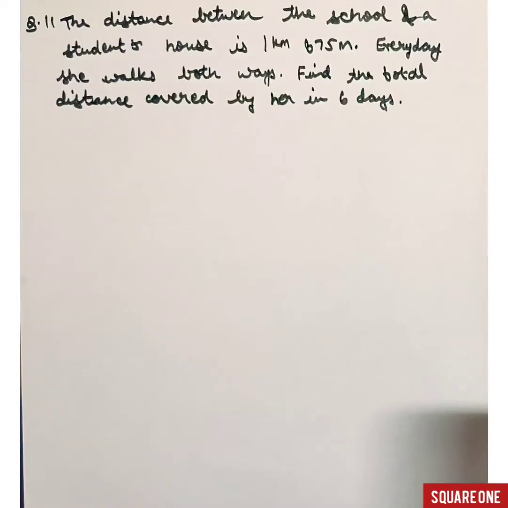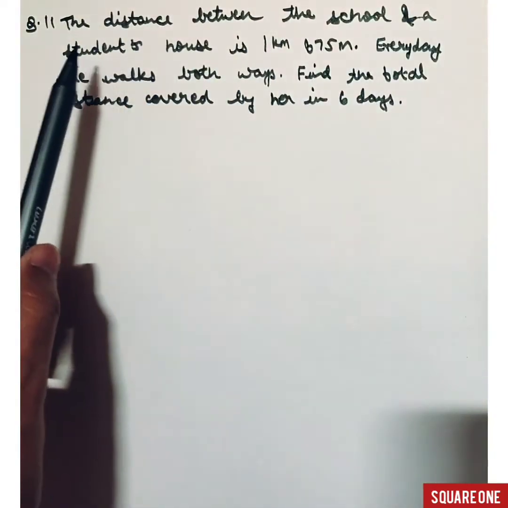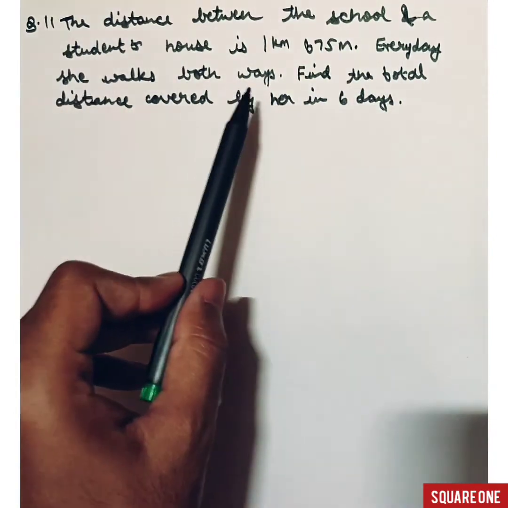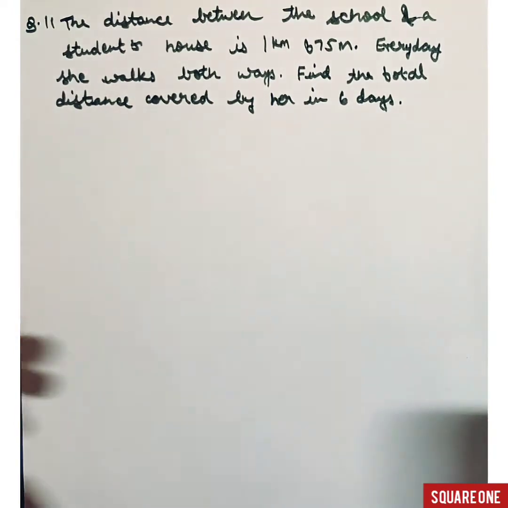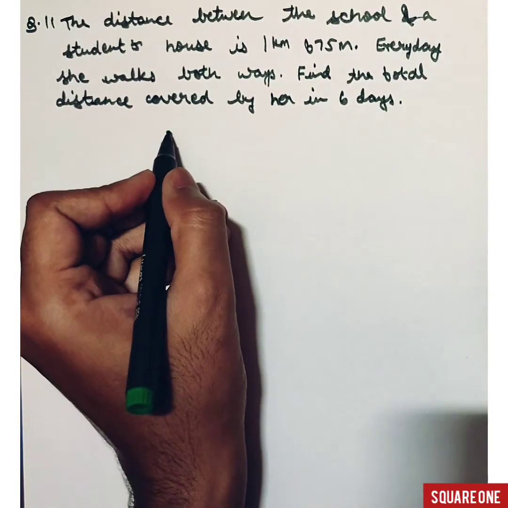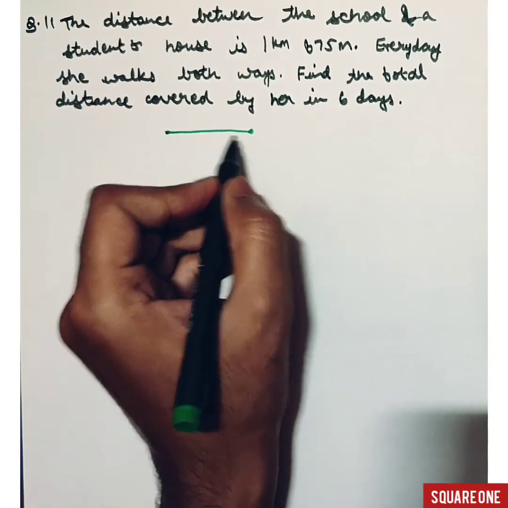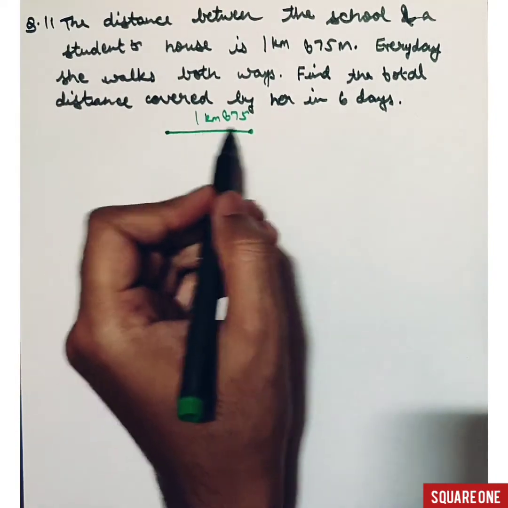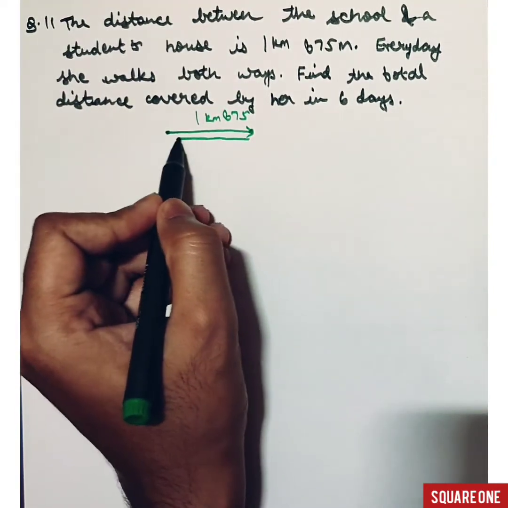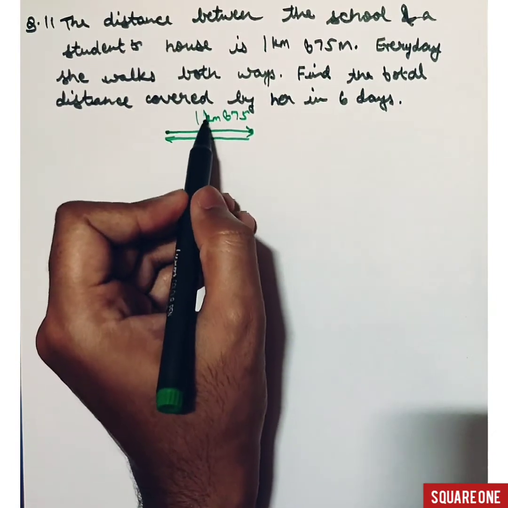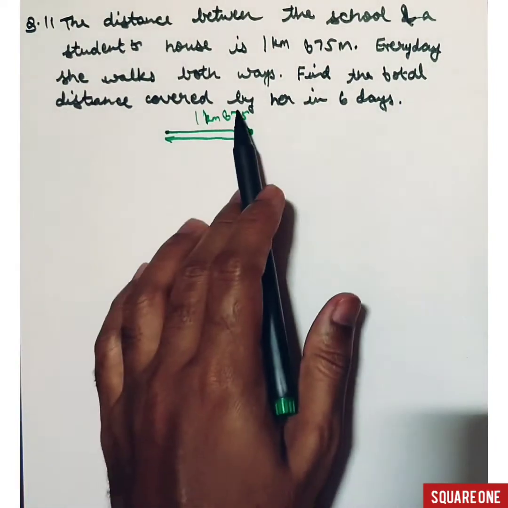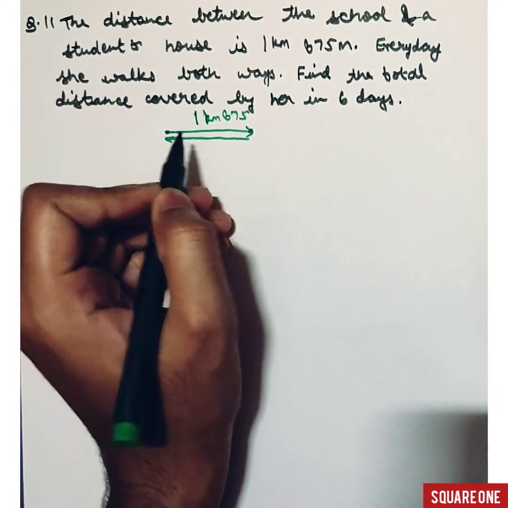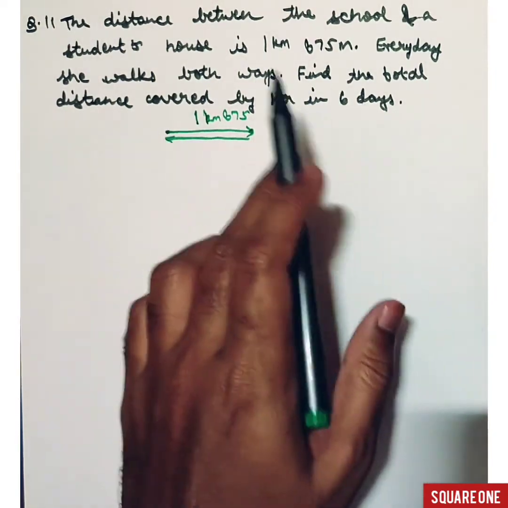Question number 11: the distance between the school and the student's house is 1 kilometer 875 meter. Every day she walks both ways. Find the total distance covered by her in 6 days. She walks both ways, that means she goes to school and then she returns back. That means we have to multiply this by 2. When we multiply this number by 2, we get the total distance covered by her in 1 day. To find out the distance covered in 6 days, we multiply that number by 6.